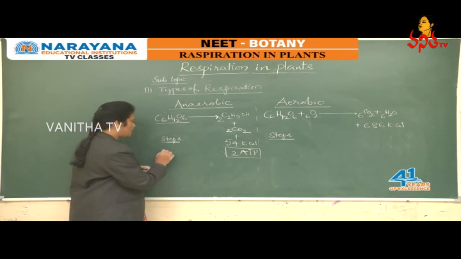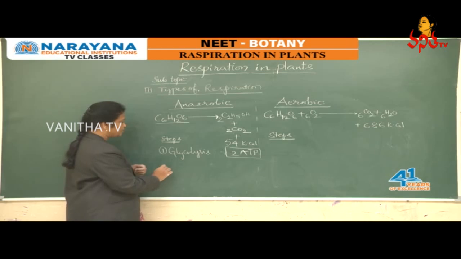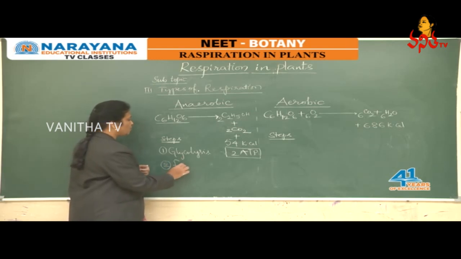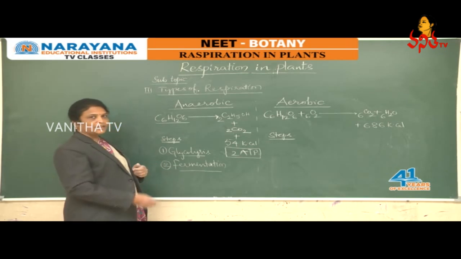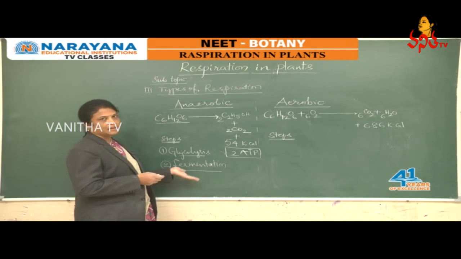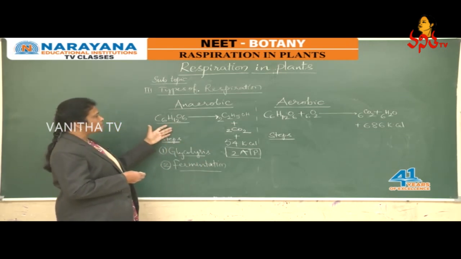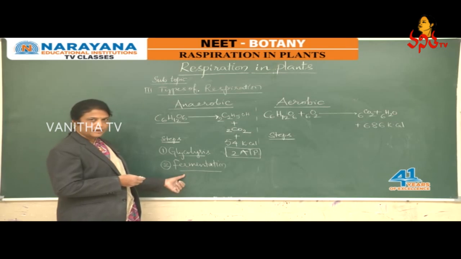Now let us see. The first step of any kind of respiration is glycolysis. So anaerobic respiration also starts with glycolysis, and the second step is called fermentation. So the steps involved in anaerobic respiration are glycolysis and fermentation. Fermentation is exclusive for anaerobic respiration. So fermentation itself means anaerobic respiration, whereas glycolysis is common for both anaerobic and aerobic respiration. So to follow the mechanism of anaerobic respiration, there are 2 steps involved, glycolysis and fermentation.